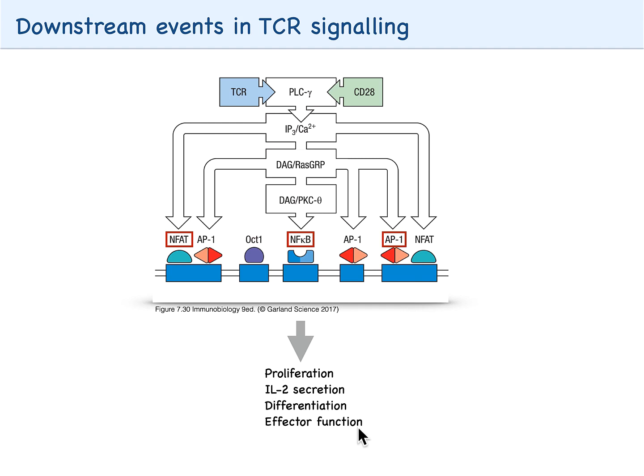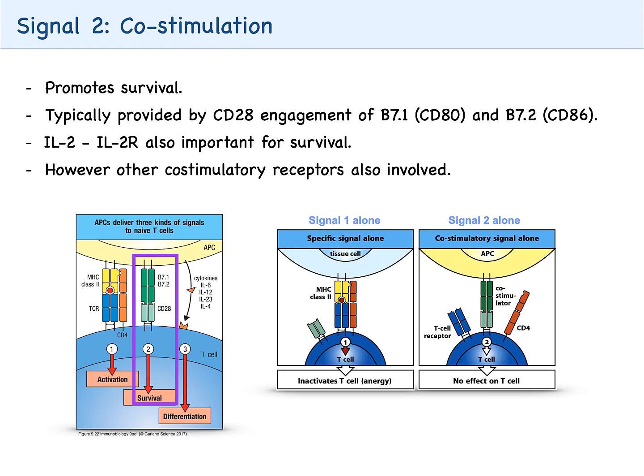Differentiation and effector function. These are three main transcription programs or transcription factors that are switched on during TCR activation. About co-stimulation, the signal 2, as we have seen already, it promotes survival. It's typically provided by the CD28 molecule. So this is the archetypical signal 2 that recognizes CD80 and CD86.